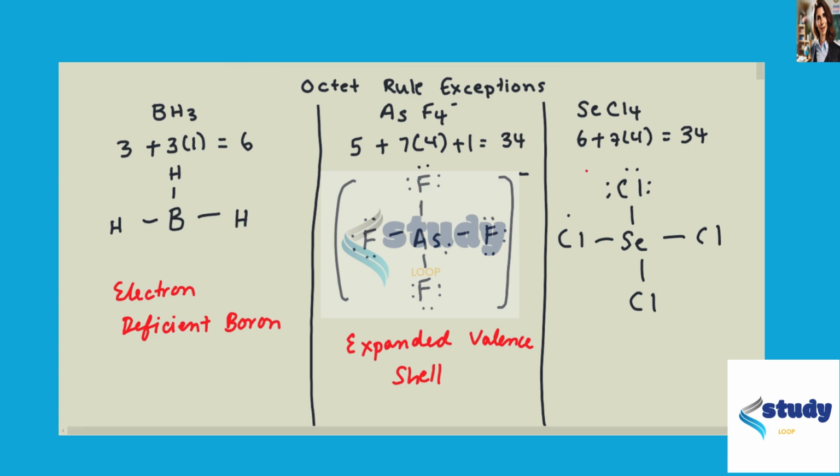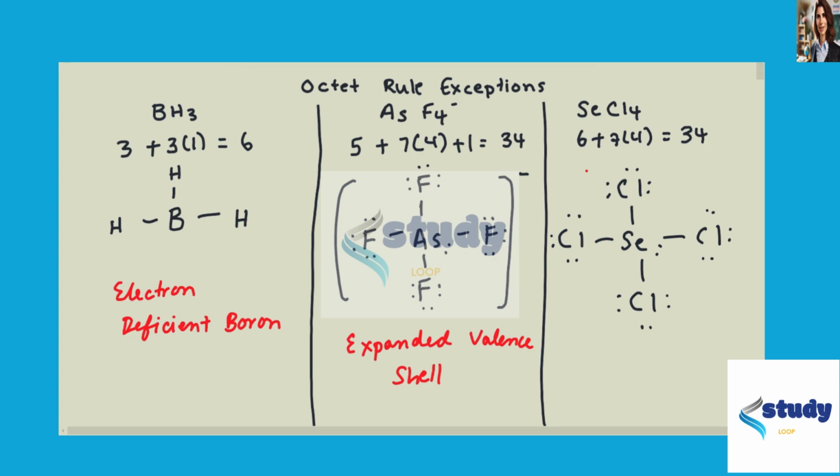So we do 6 on each chlorine, that's 24. Remember, we needed 26 remaining beyond the 8 here. So that extra 2 is going to go on the selenium. And if you calculate, we'll see we have our 34, because we have the 8 in the single bonds, and we have 4 sets of 6 in the lone pair electrons. That's 24, so 24 plus 8 is 32, plus this extra lone pair, 34.